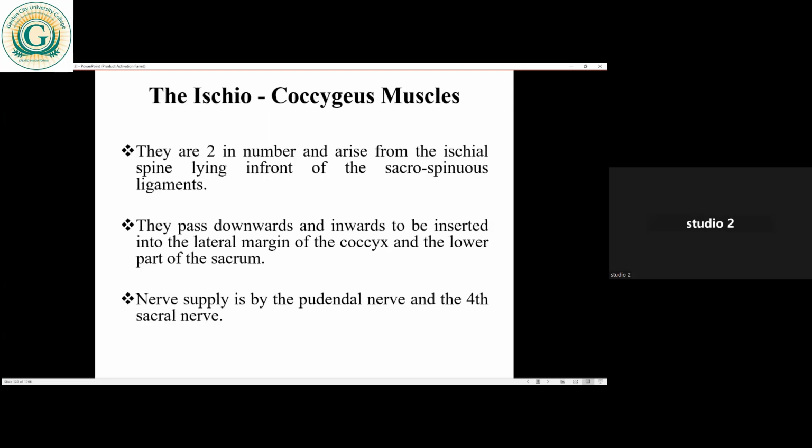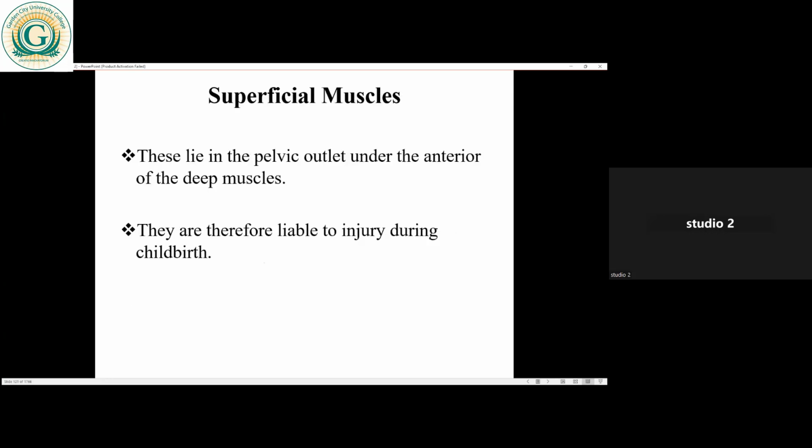The ischiococcygeal muscles, they are two in number, arise from the ischial spine, lying in front of the sacrospinous ligament. They pass downwards and inwards to be inserted into the lateral margin of the coccyx in the lower part of the sacrum. Nerve supply is by the pudendal nerve and the fourth sacral nerve. So then we have superficial muscles.